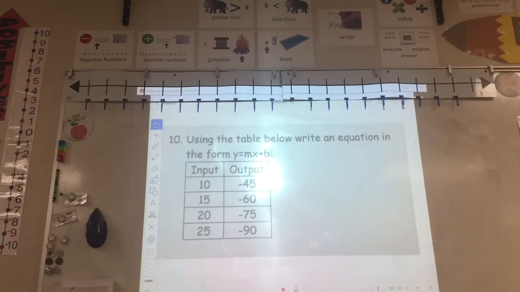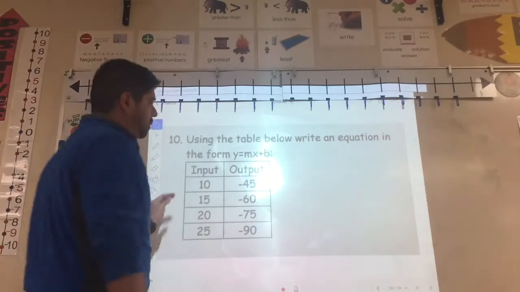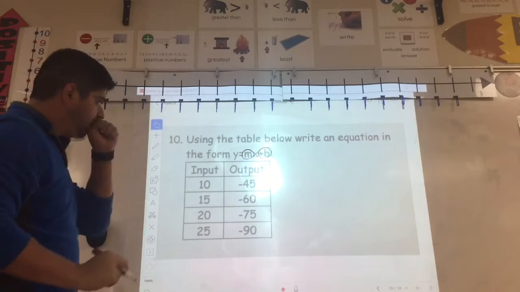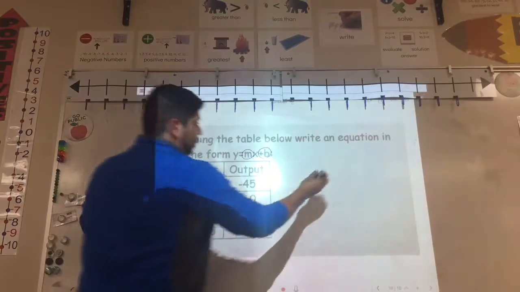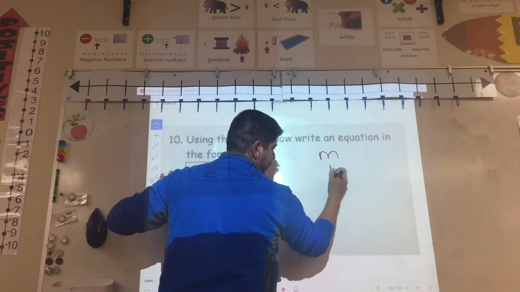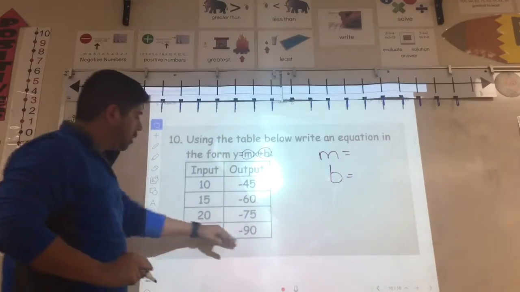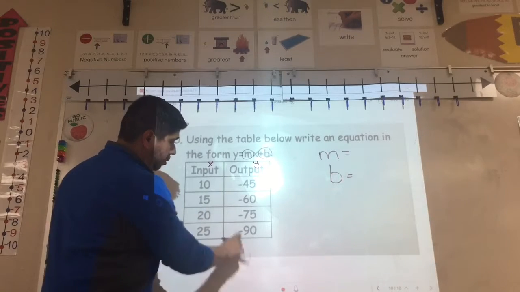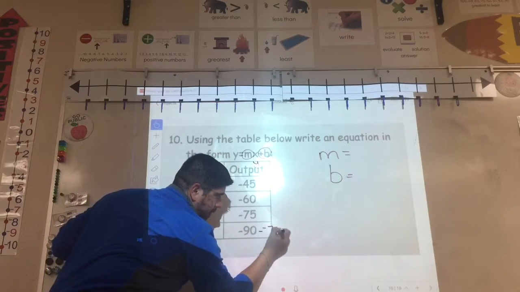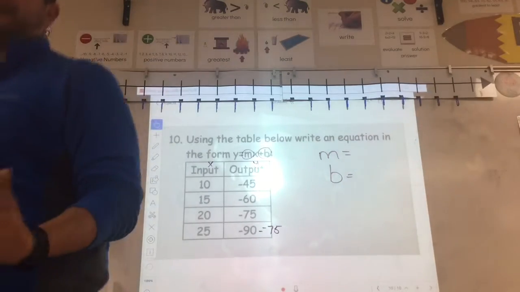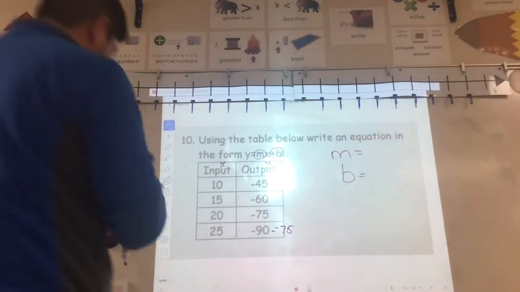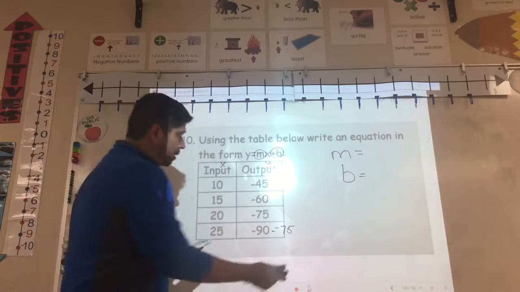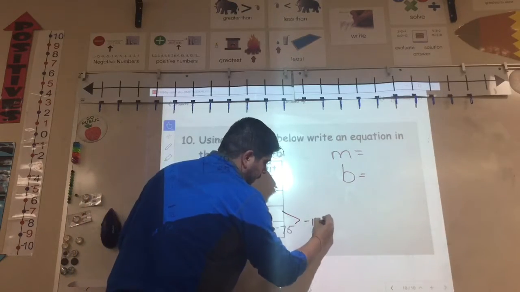All right, number 10. Using the table below, write an equation in the form y equals mx plus b. So we're going to need to find our slope, and we're going to have to find a y-intercept. So with our tables here, remember, we talked about this yesterday, and it's on your test today. So we just got to work backwards. My output is my y values, my input is my x values. So negative 90 minus negative 75. Put that in your calculator. If those negatives kind of worry you a little bit, we're going to say negative 90 minus negative 75. Hit enter. We get negative 15.